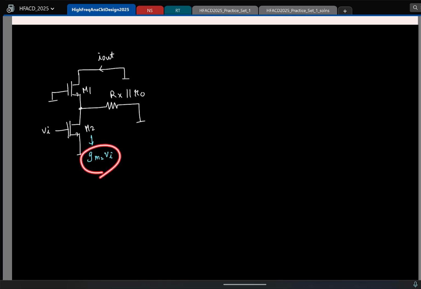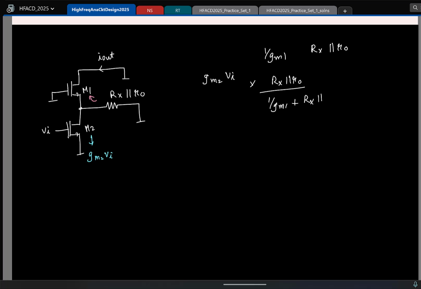I have gm2 Vi that can either flow here or here. And what is the resistance looking here? It is 1 by gm because I have shorted the drain. So now I have gm2 Vi that can flow either towards 1 by gm or to Rx parallel R naught. So you do the current division, that is basically this, 1 by gm1. This is what I would want you to do.